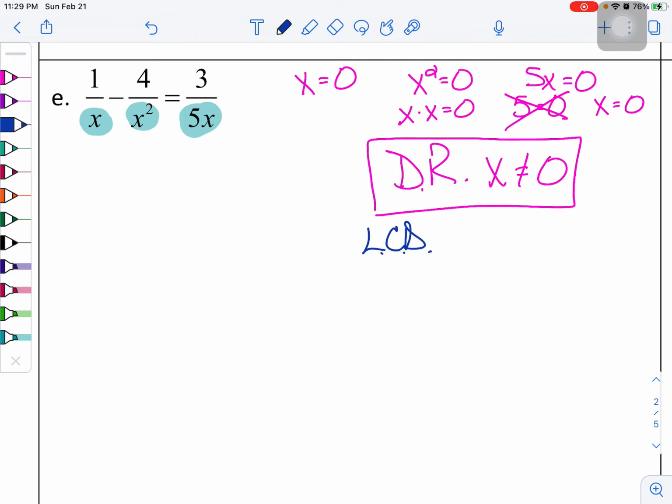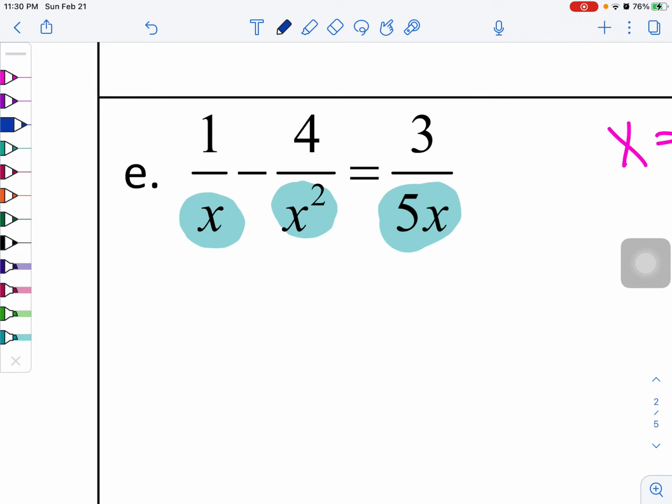Now, part of the reason I wrote these out the way I did was to actually help me find my LCD, least common denominator. Remember, I want each factor that shows up. So I know I have an x. That will take care of this denominator. Now, the x squared needs 2 x's, so x times x. So I need another x here. And then this 5x, well, I've got the x, but I'm missing the 5. So if I go ahead and put a 5 here, this whole thing is my LCD, 5 times x times x. So that's what I'm going to use to multiply with each of these fractions.